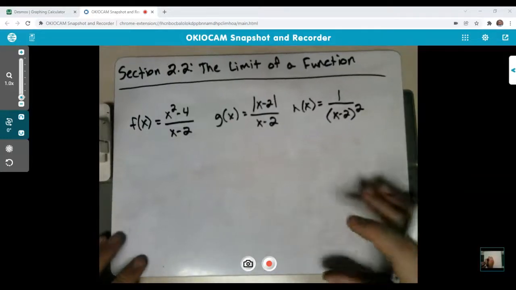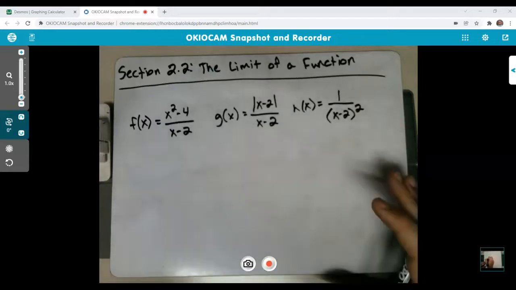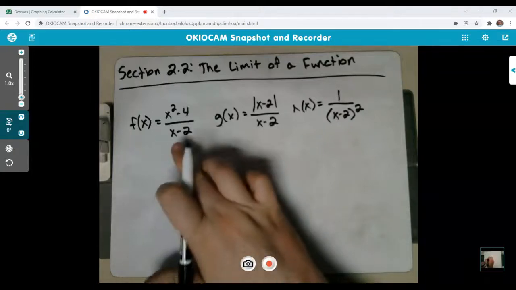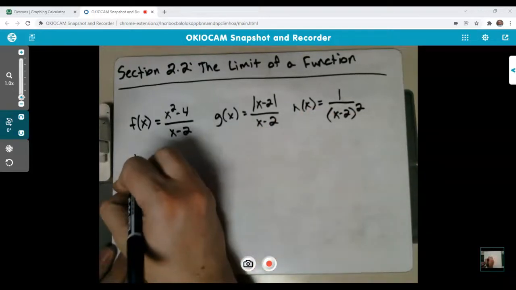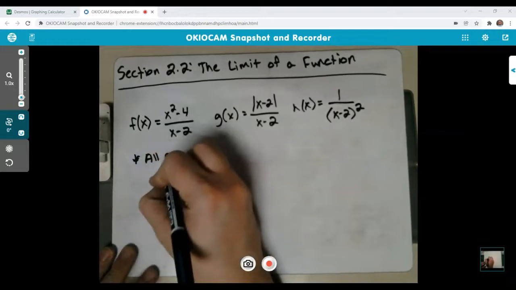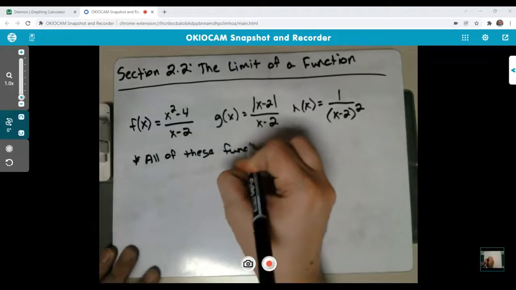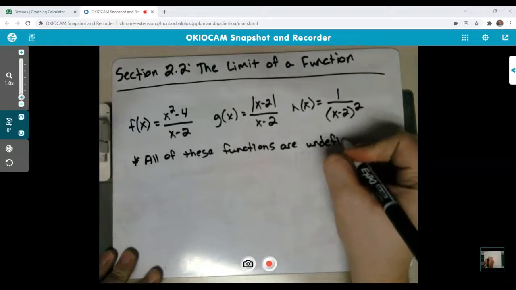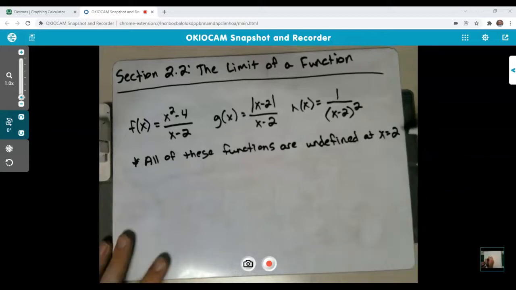Okay, so let's think about what all of these three have in common. What's the same about all of these? Well, if I look at all of them, in the denominator, I have x minus 2, right? So what this means is that for all three of these, all of these functions are undefined at x equals 2. And I know that because if I were to plug in a 2, it wouldn't work out, right?